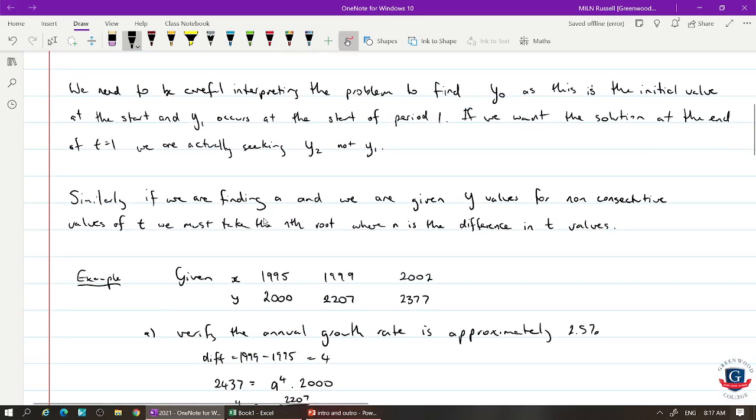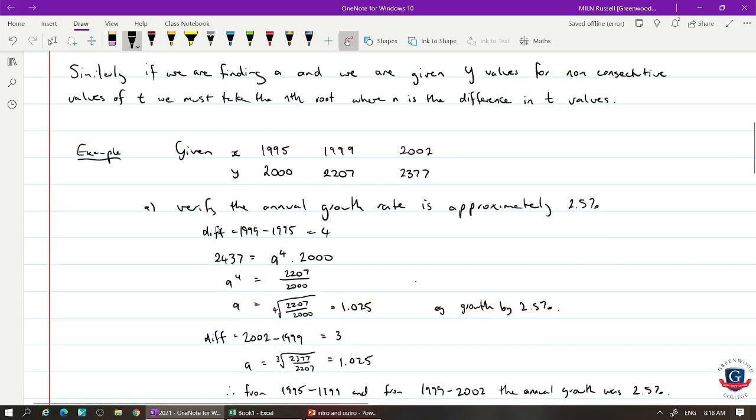Similarly, if we're finding a and we're given y values for non-consecutive values of t, we must take the nth root where n is the difference in t values. So all this is lots of words. I think it's probably time we had a look at an example.